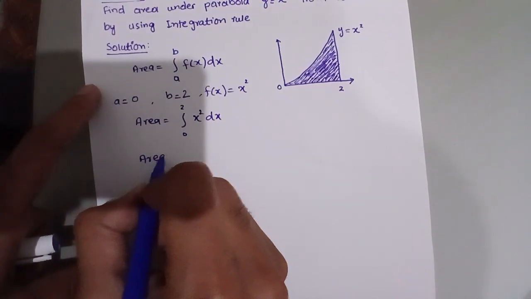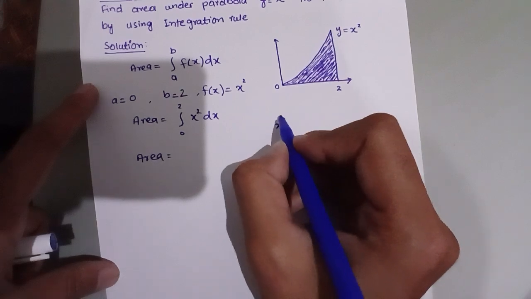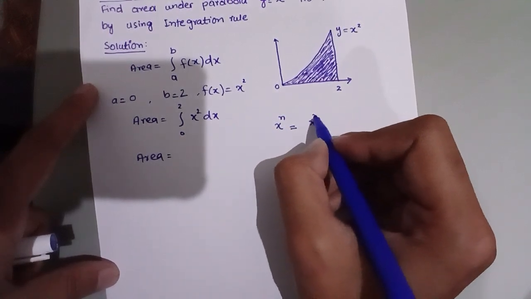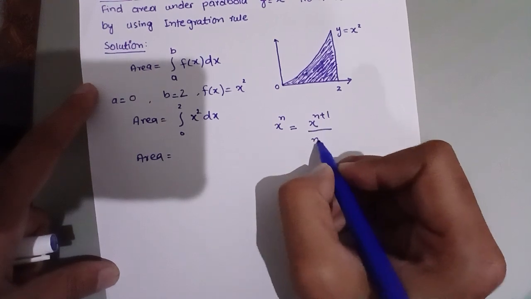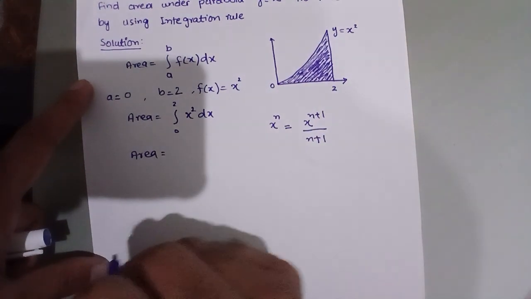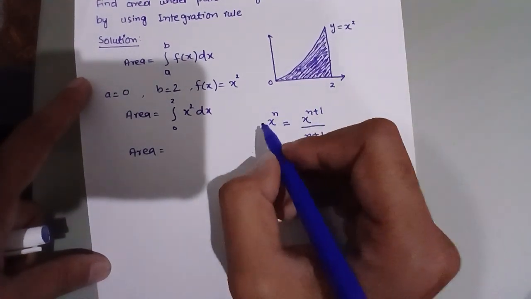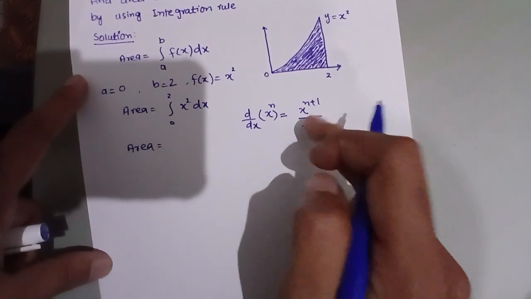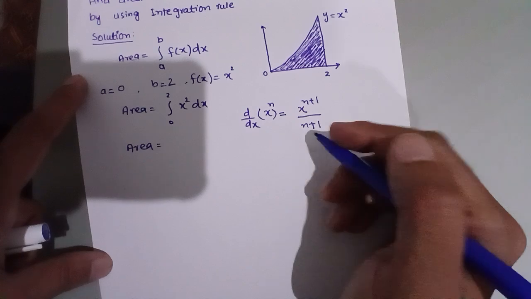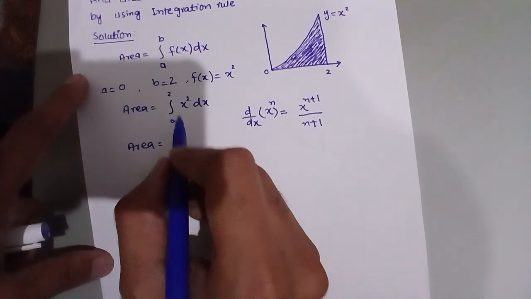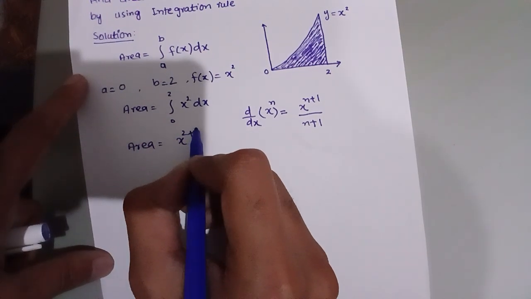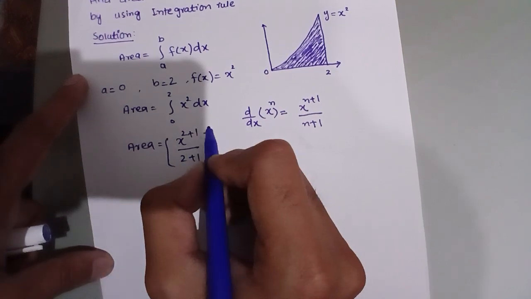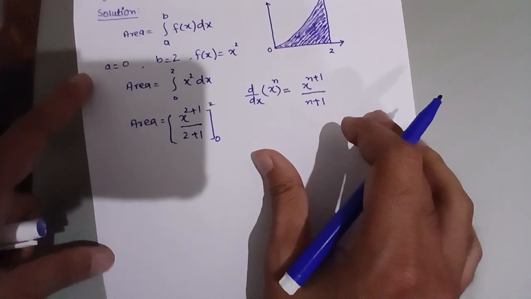Now we will apply the integration rule. For any number having power n, its integration is equal to x raised to the power n plus 1 divided by n plus 1. So this is the rule we have to follow when we apply the integration. For this we have x raised to the power n plus 1 divided by n plus 1. So x square gives x to the power 2 plus 1 divided by 2 plus 1, or n plus 1. Here we have 2, here we have 0.